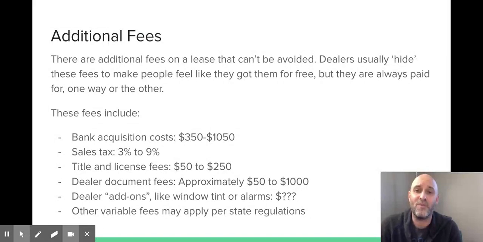And if a dealer doesn't want to budge on the VIN etching that they put on the window, then find one who's not going to charge you for that. You don't want to be leasing or financing wheel locks for 3 years when it's something that you don't actually want. And then there's other variable fees per state regulation. You have tire disposal fees. It really depends on what the regulations in the different regions are.